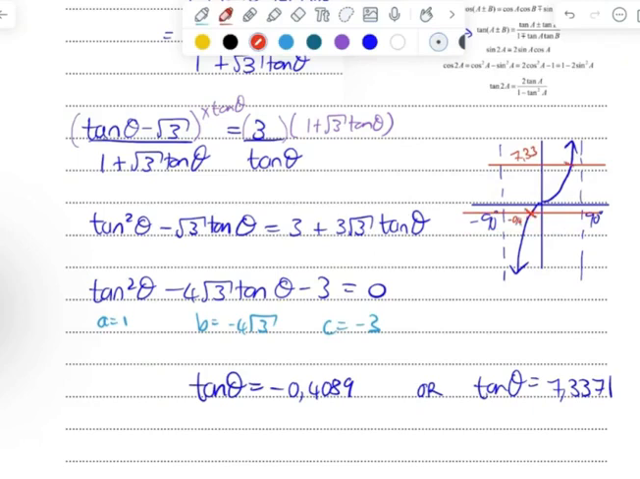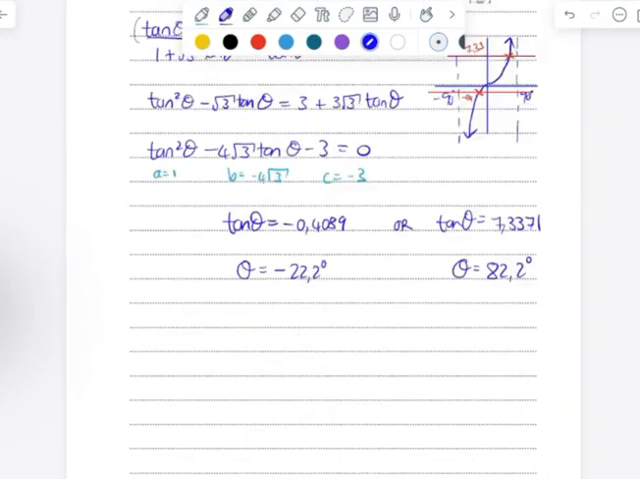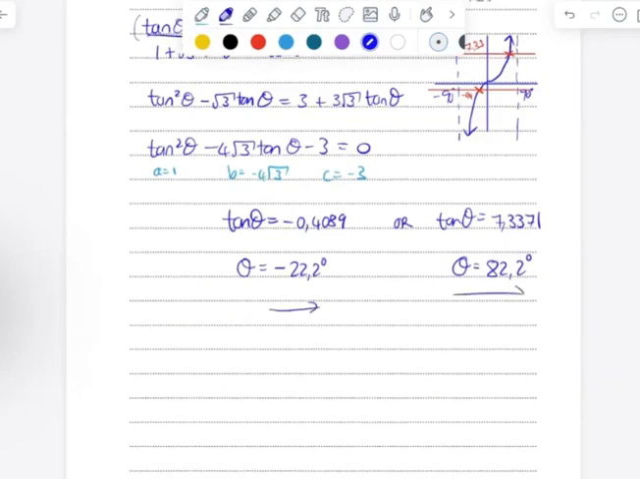So I expect to get one answer for each of these questions. Okay, if I go and look at my inverse tan function, I do get my one answer, which is negative 22.2 degrees, and then my other one is 82.2 degrees. Okay, we do not need to look for any other answers within this domain because the tan graph repeats itself every 180 degrees. So whether I add or subtract 180 degrees, it's going to take me outside of the domain. So those are my two final answers.